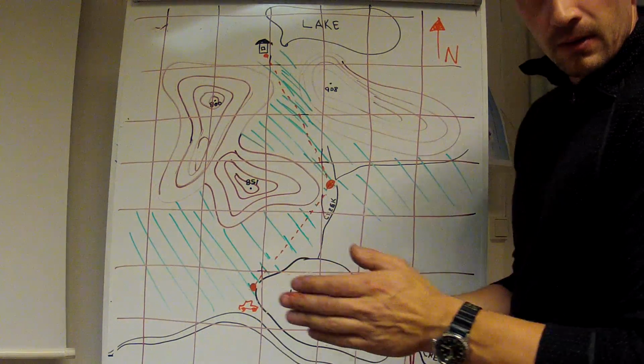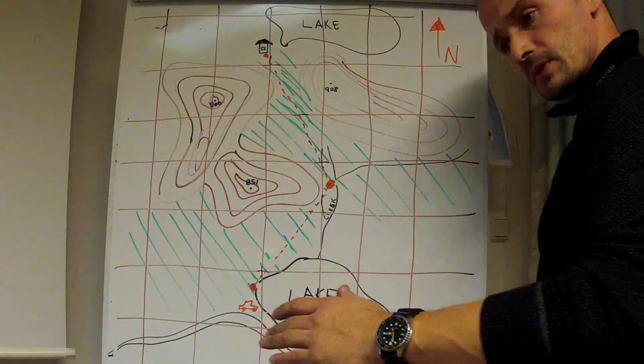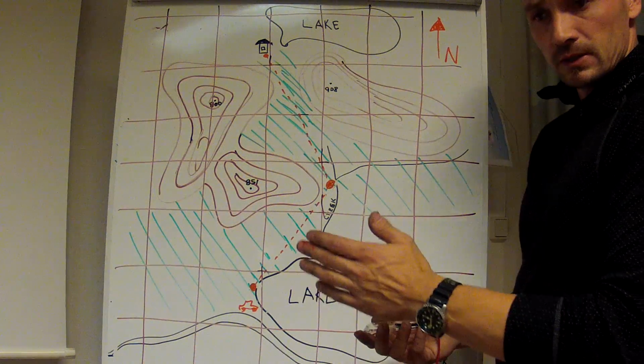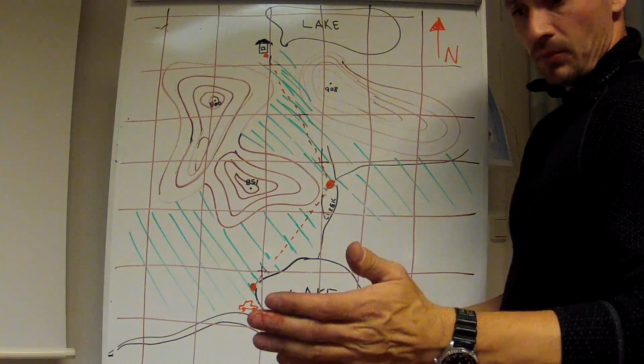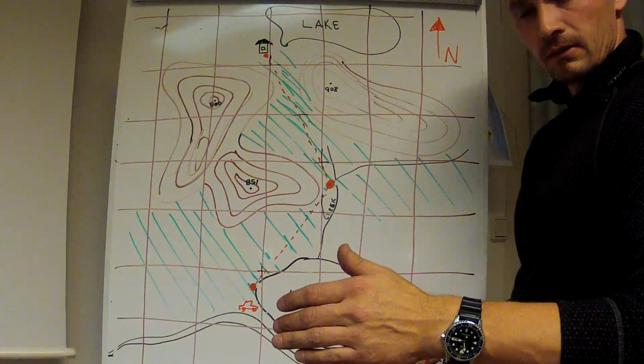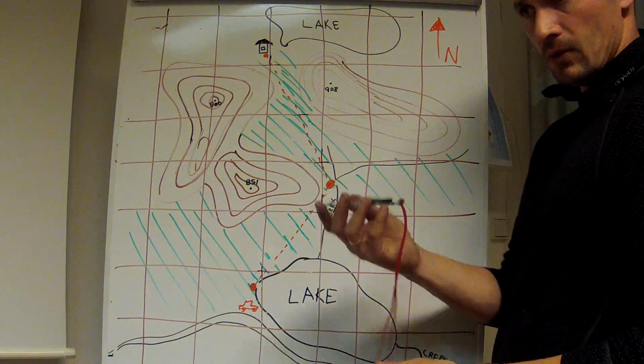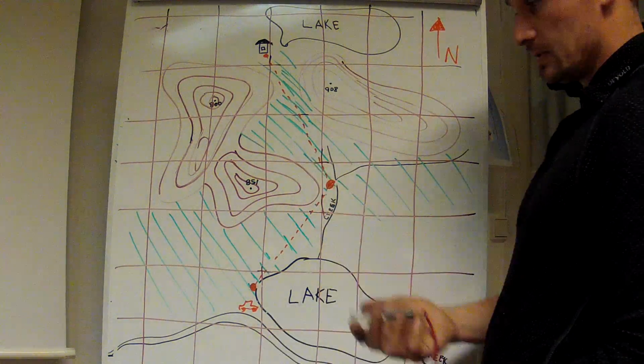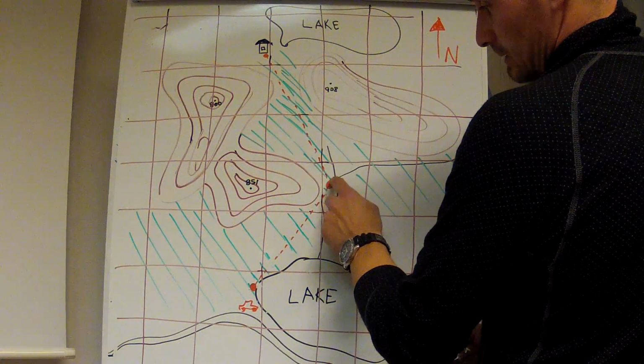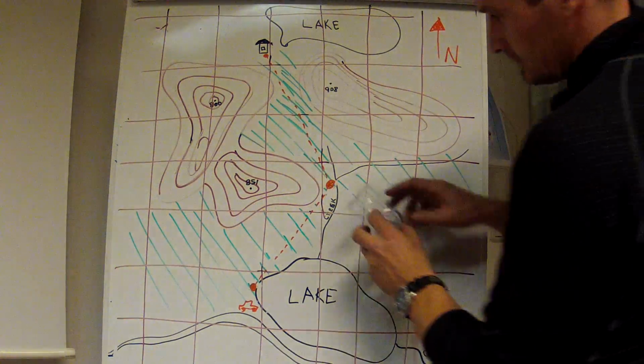If you have to walk between some stumps and broken down trees, maybe you have to go upriver to cross a small river or creek and then go back again. Then you won't lose your bearing by doing it this way. When you get to this area, you do the same again.